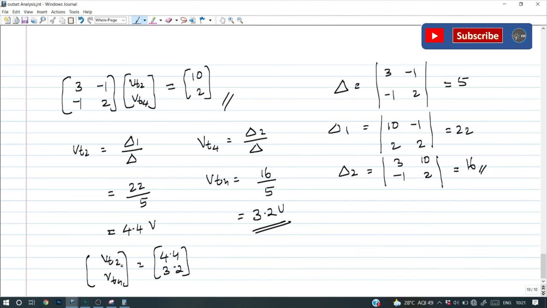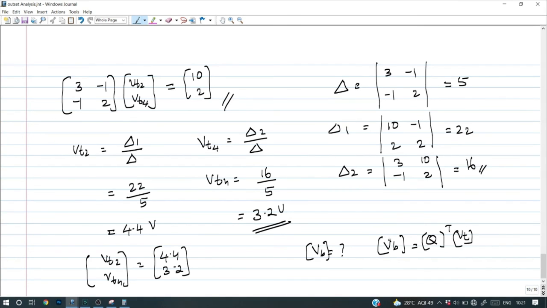So once you get VT, we can easily find out V branch. That is given as homework for you. So what is the relation in order to find out VB matrix? In order to find out VB matrix, you can use this formula, that is Q transpose into VT. That multiplication, these two matrices multiplication gives branch voltages. How many branches are there? 4 branches are there. So you can obtain VB1, VB2, VB3 and VB4. So please do it as homework.